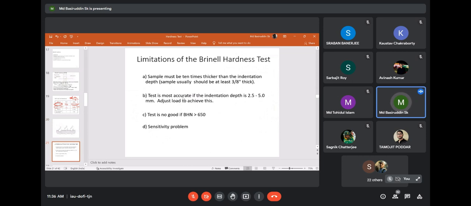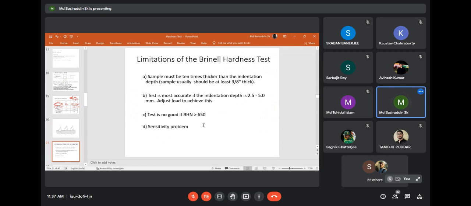So here I have said the limitation, that what are the limitations for BHN number. But statistically, or if you follow the numbers, then one can also assess whether your testing process is correct or not. Like when your BHN number is greater than 650, the test is not good. You cannot select the Brinell hardness testing process. Irrespective of seeing the d by capital D ratio, if you find a BHN number greater than 650, then you should avoid the Brinell hardness testing process. You have to shift from this testing process to another suitable testing process.